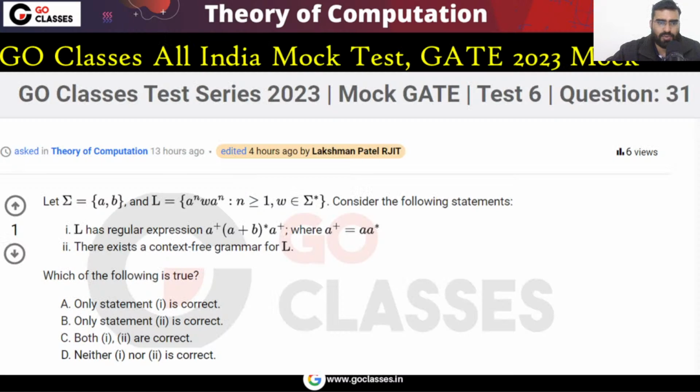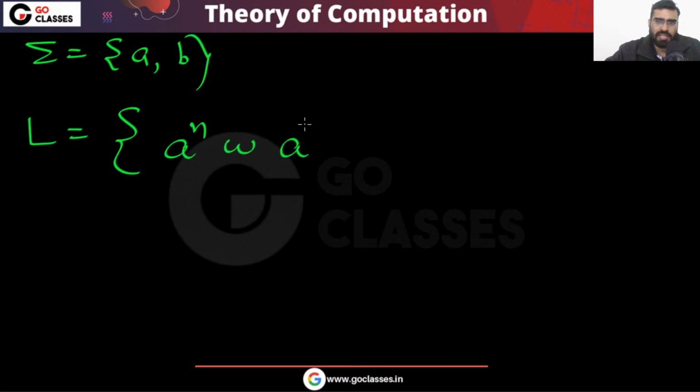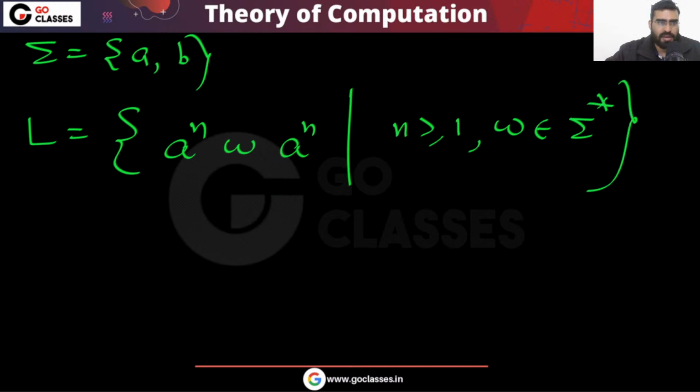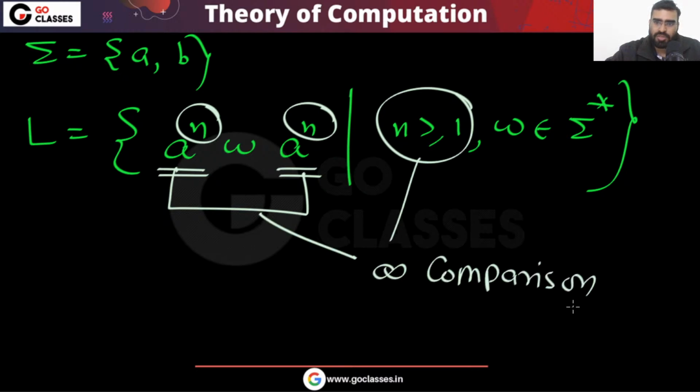Like if you look at this language, what is this language saying? It is saying that sigma is {a, b}, and the language that is given to you is a^n, then there is w, then there is a^n, where n is greater than or equal to 1, and w belongs to sigma star. Now first you understand this question. Many students will think, oh, there is a^n, so there is a comparison, and this is an infinite comparison. So because there is an infinite comparison, the language L is non-regular.